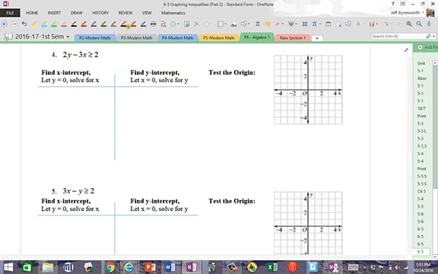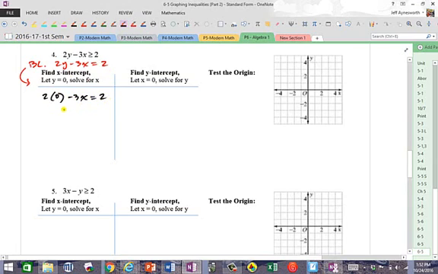So here we're going to take a look at the boundary line, which is 2y minus 3x equals 2, and we're going to use it. We're going to find the x-intercept. So 2 times 0, put a 0 in for y, minus 3 times x, equals 2. So we get negative 3x equals 2. Divide both sides by negative 3. You get x equals negative 2/3. So my x-intercept is negative 2/3, comma 0. Why? Because y equals 0.